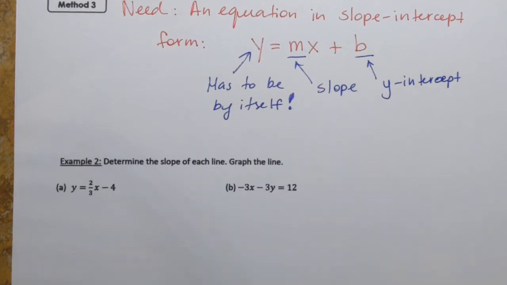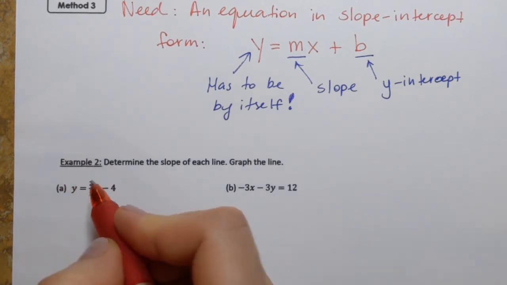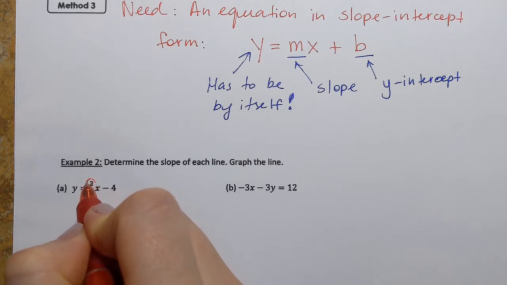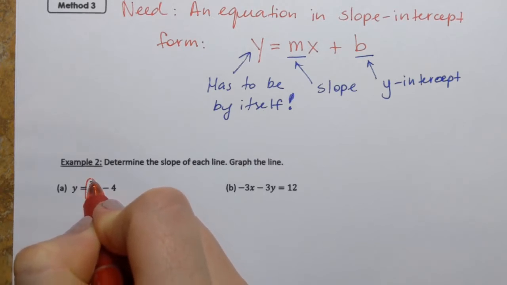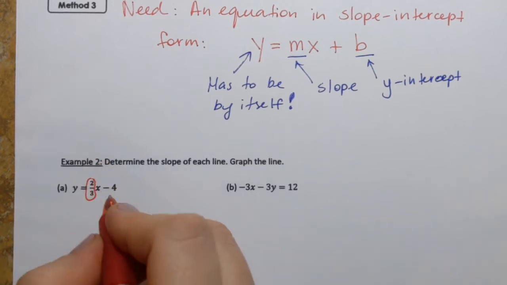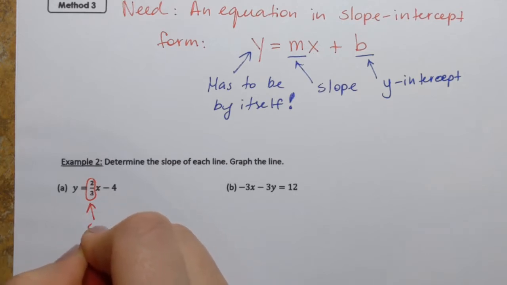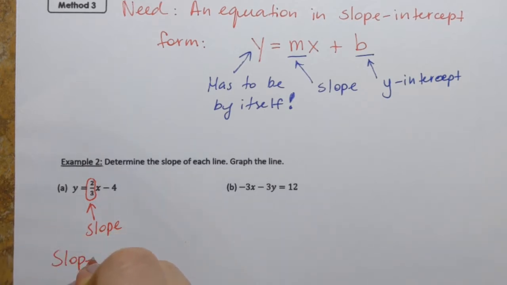The slope is the number that stands in front of x. Not x, but whatever is in front of x. Slope is just the number. So 2/3, that is the slope. See how we got an answer in a second? Slope equals 2/3.